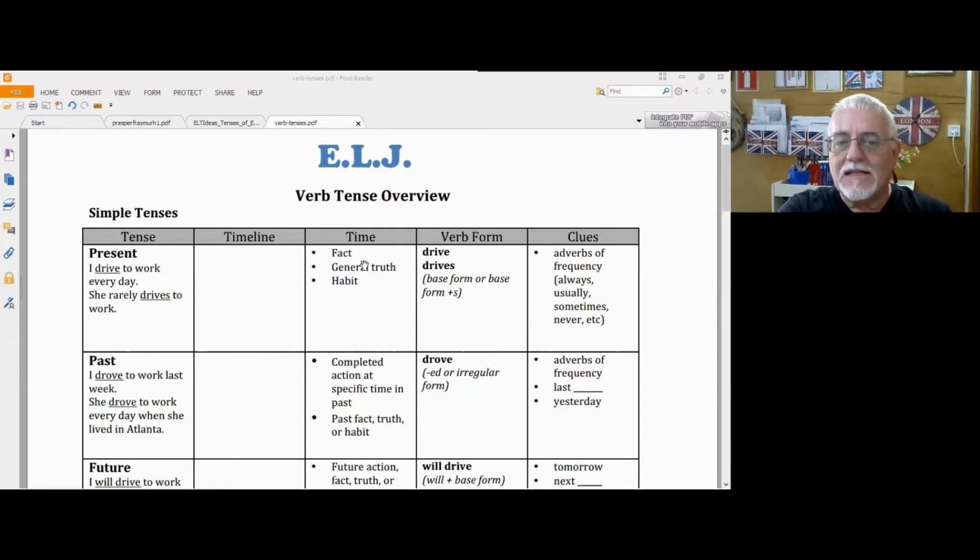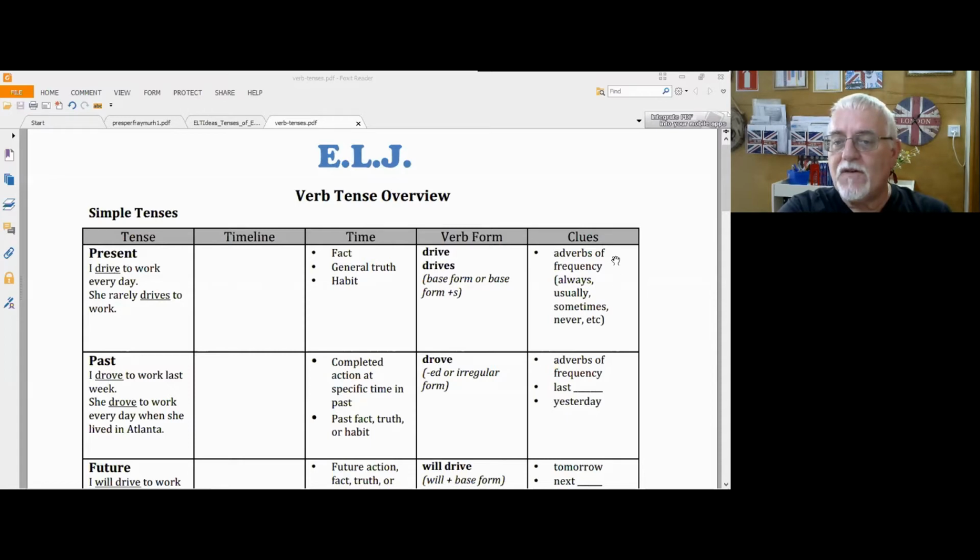So here we are, and this is the time frame. It can be fact, general truth, or habit. Verb form, as I've already said, drive or drives, the base form of the verb, plus S for the third person singular. Now, there are clues that tell you when to use these tenses, or indeed when these tenses are being used. And these clues, or I like to call them trigger words, help you determine, is that sentence in the simple present, is it in the simple past, or whatever. Look at the clues in this.